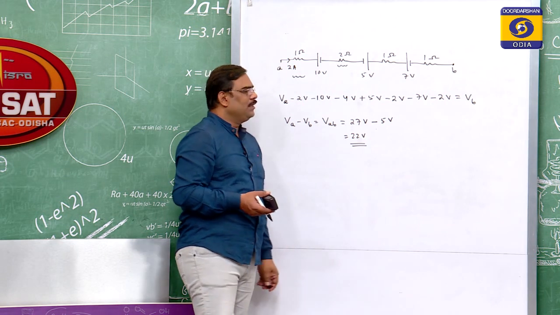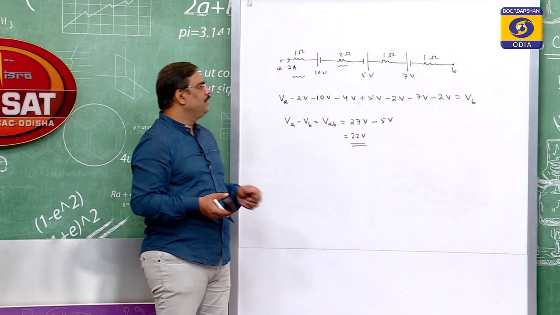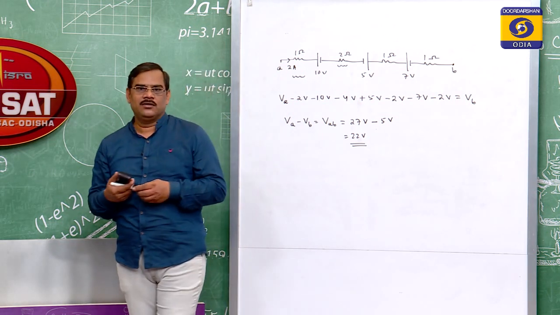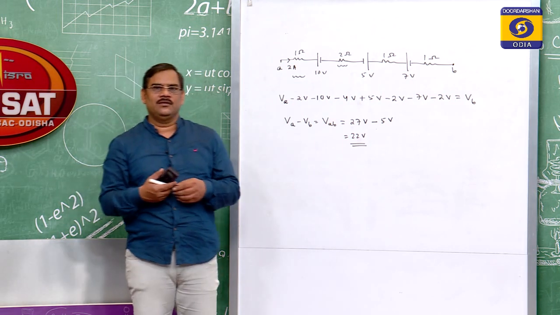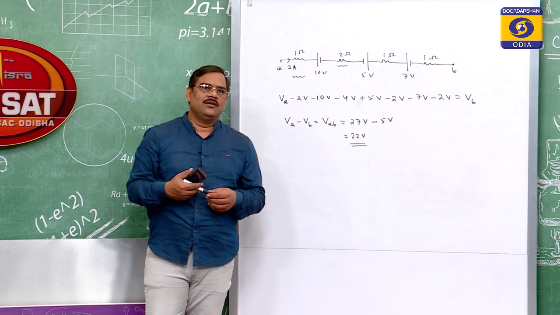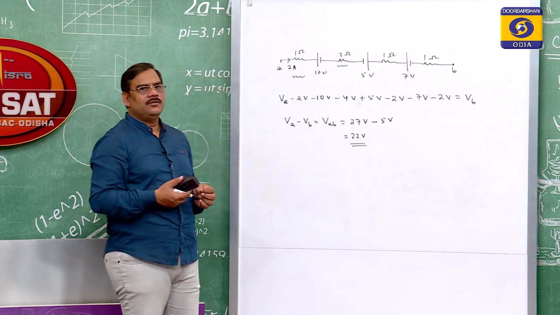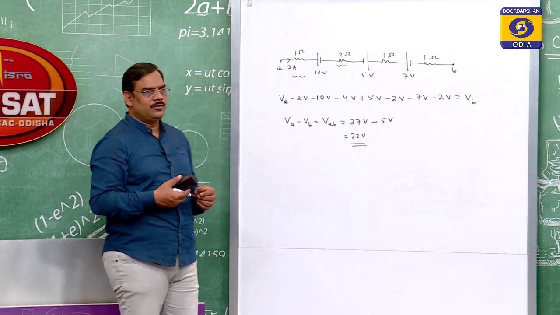Okay. So, in this way, by using Kirchhoff's law, we can find the potential difference across a network, the potential difference between 2 points in a network. Okay. Now, let us see how we can use Kirchhoff's law to find the balanced condition of a Wheatstone's bridge.